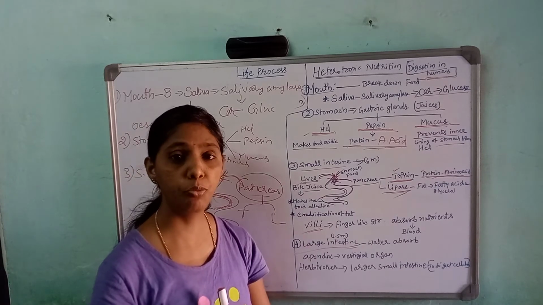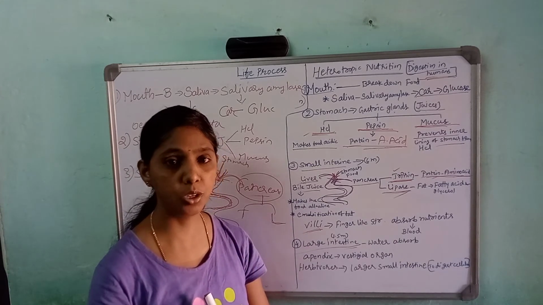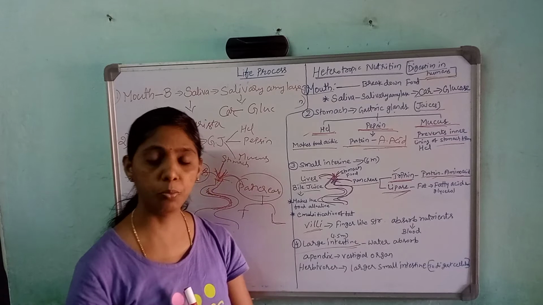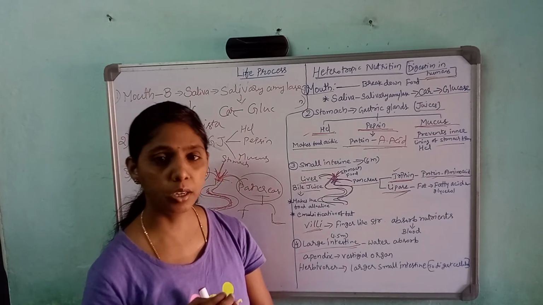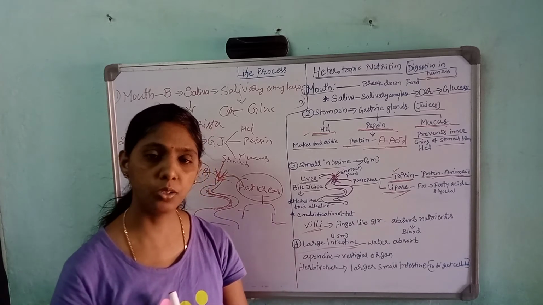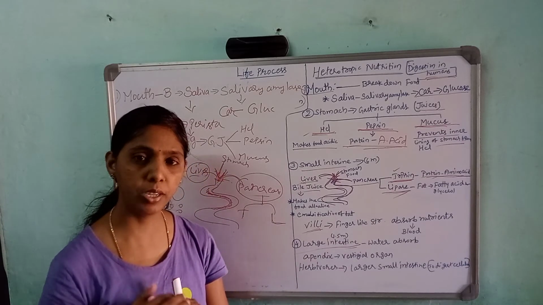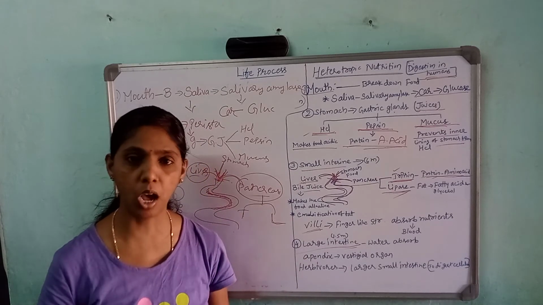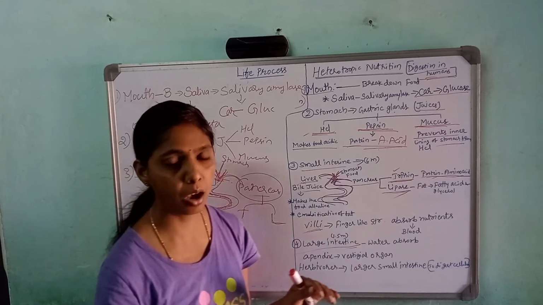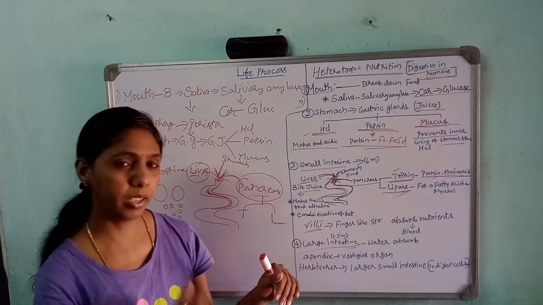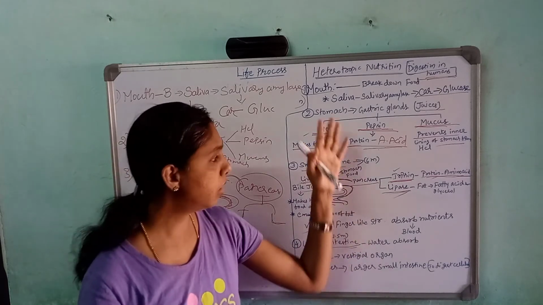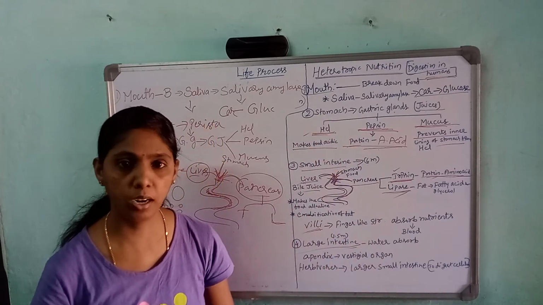The undigested food material will go to the large intestine. In the undigested food material there is some excess water. That excess water will be absorbed by the large intestine, and the undigested waste material, which is not required by our body, will be excreted out through the sphincter, through the anus. So the process of digestion is like this.